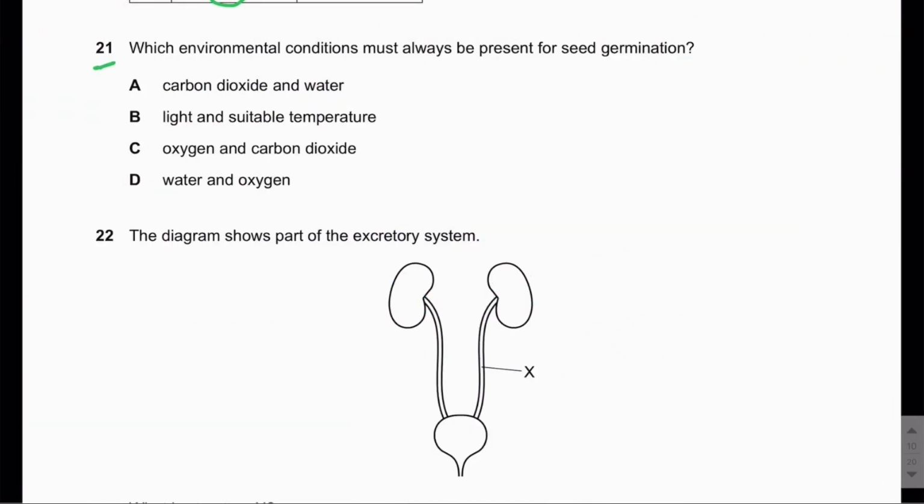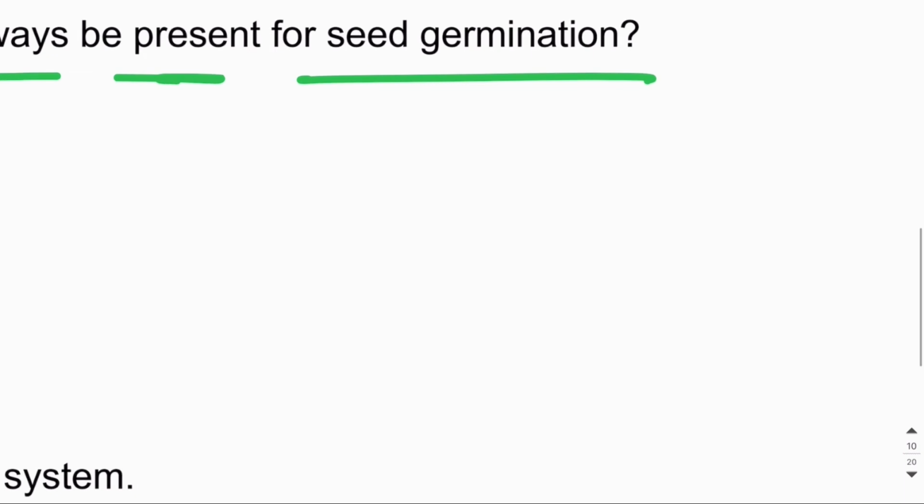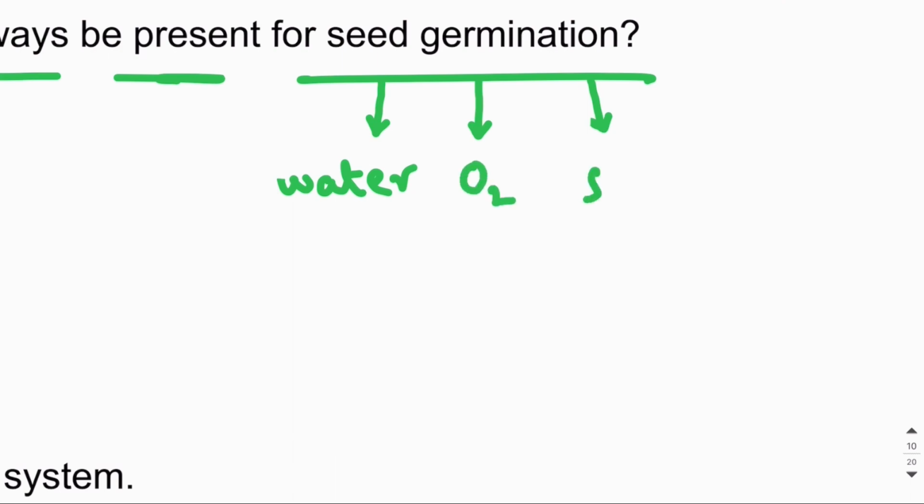MCQ number 21. Which environmental conditions must always be present for seed germination? So, guys, you should know that for seed germination, three conditions are necessary. If one of these conditions is absent, germination will not take place. So, what are the three conditions which are necessary for seed germination? These are water, oxygen, and suitable temperature.